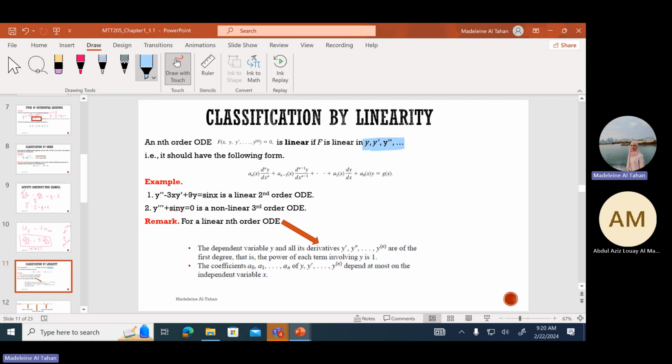Let's look at the first example. y double prime. So here, what's our function? What do we need to find here? y. So I look at what?